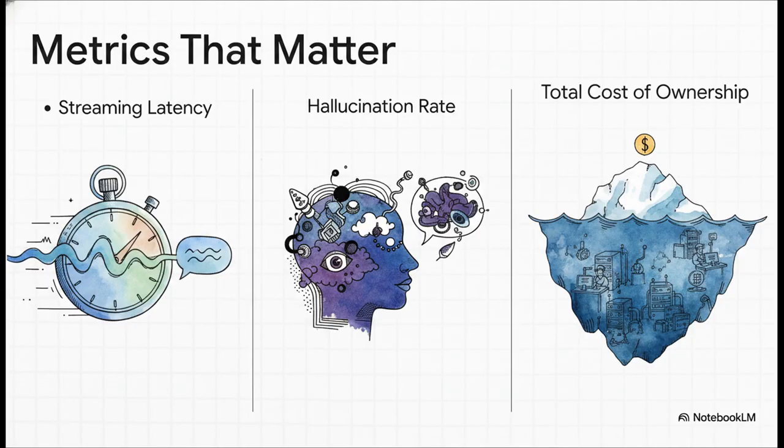So if that clean audio WER isn't the whole story, what is? Well, for a production voice agent, it really boils down to three things. Number one, streaming latency. How fast can the agent actually start responding? Number two, the hallucination rate. How often does the model just invent words that were never even said? And number three, the total cost of ownership, which, trust me, is way more than just the API fee.